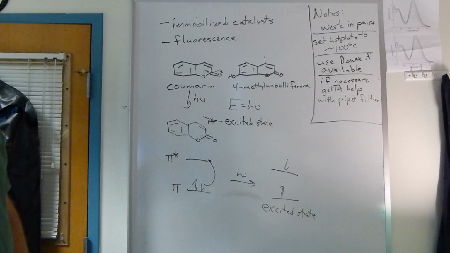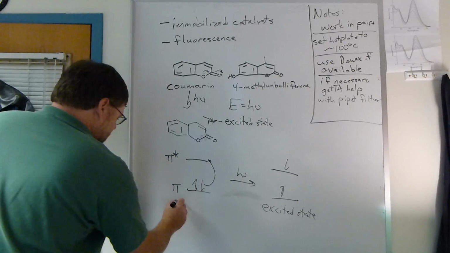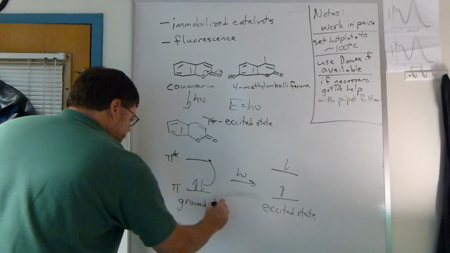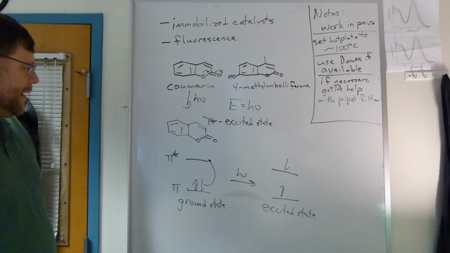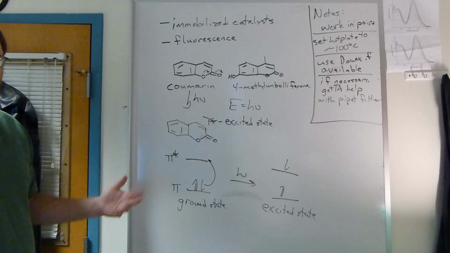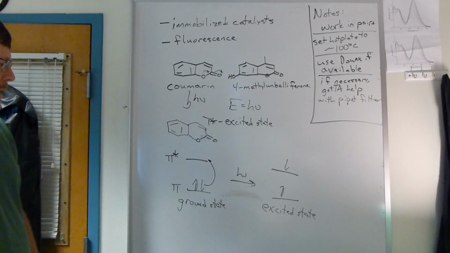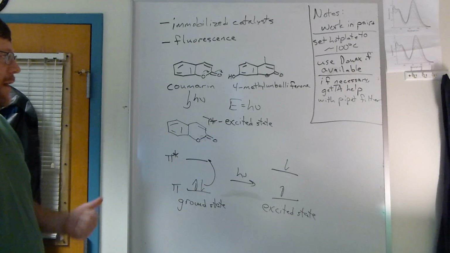Okay, so the question is, what happens to the excited state? How do we get back to what we call the ground state? Right? This is how the molecule is going to be most of the time. We never really talk about the ground state that much because the ground state's just the ground state. All right, so there's several different ways to get back to the ground state. Think about what they could do.